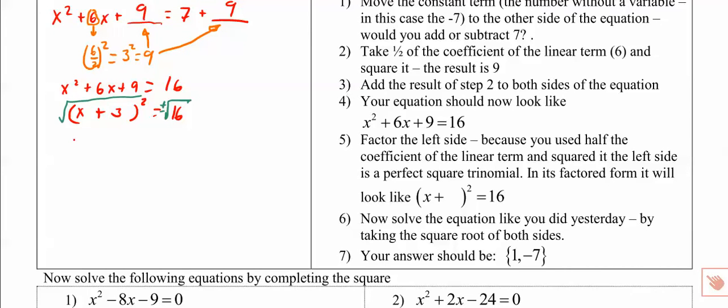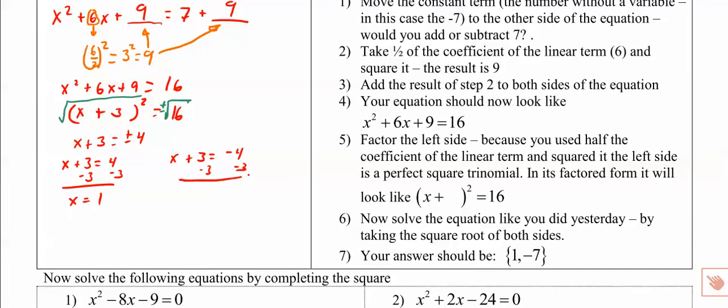All right, now we have x plus 3 equals plus or minus 4. We now then write our two equations. x plus 3 equals 4. x plus 3 equals negative 4. Subtract 3. Subtract 3. And I get x equals 1. And I get x equals negative 7. We have our solution, 1, negative 7. All right.